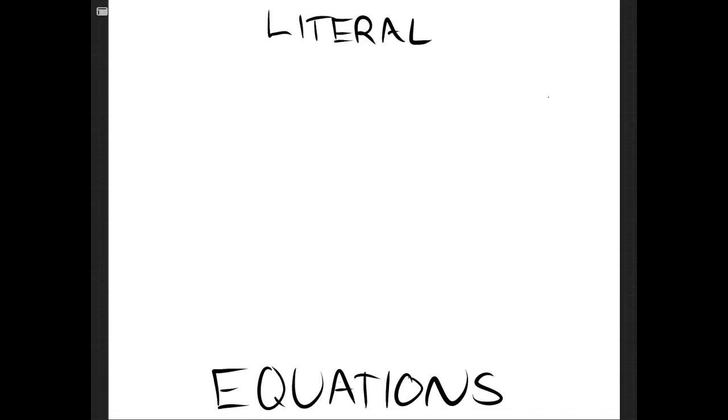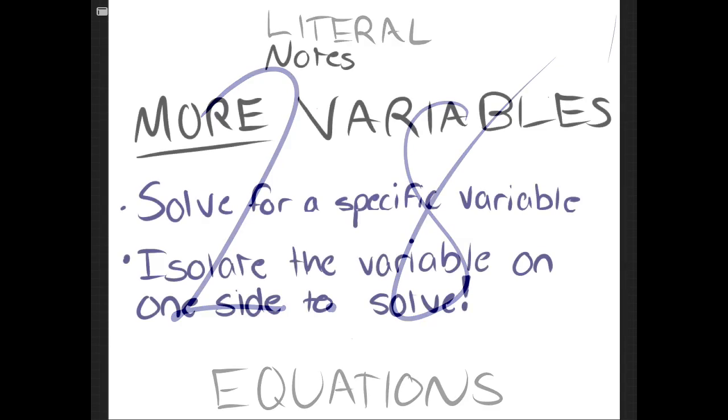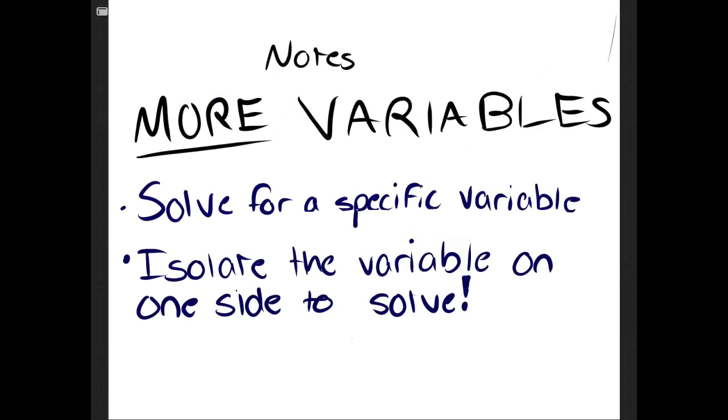This is section 2.8, literal equations. We all know how normal equations work. You have a variable and you have some numbers. Now, what if you really like letters? What if you want more letters? Then you'd have to have more variables.